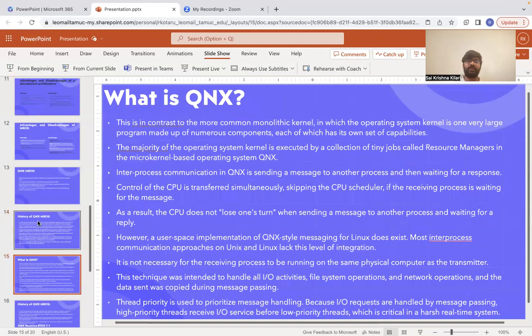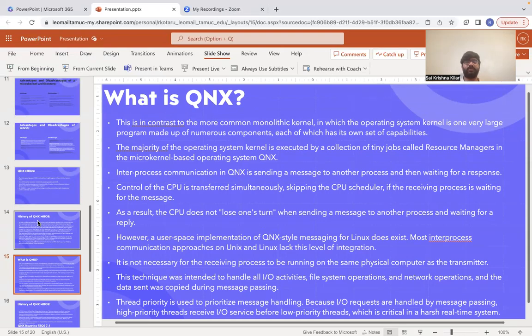This is a more common monolithic kernel, in which the system kernel is a very large program made up of vulnerable components, each of which has its own set of capabilities. The majority of the operating system is executed by a collection of tiny jobs called resource managers in the microkernel-based system QNX. Inter-process communication in QNX is sending a message to another process, then waiting for a response.